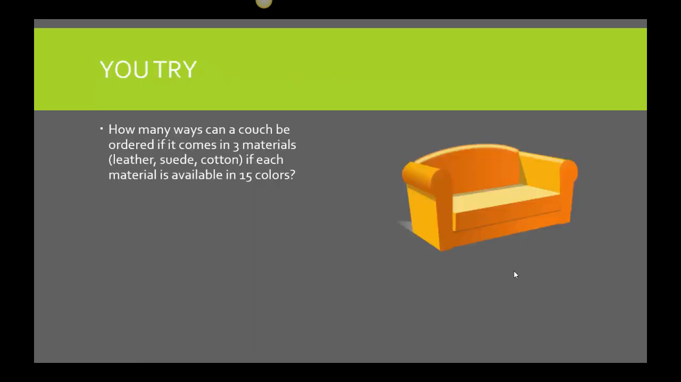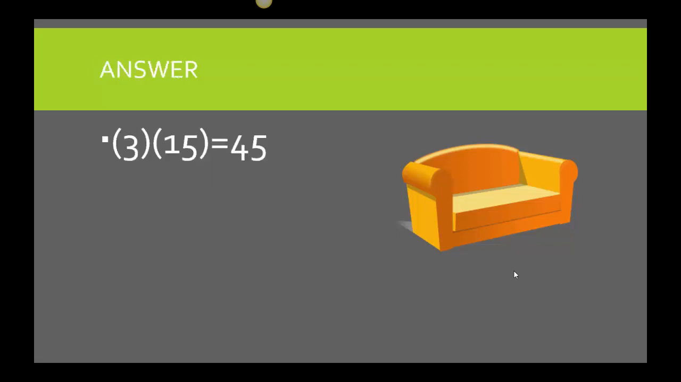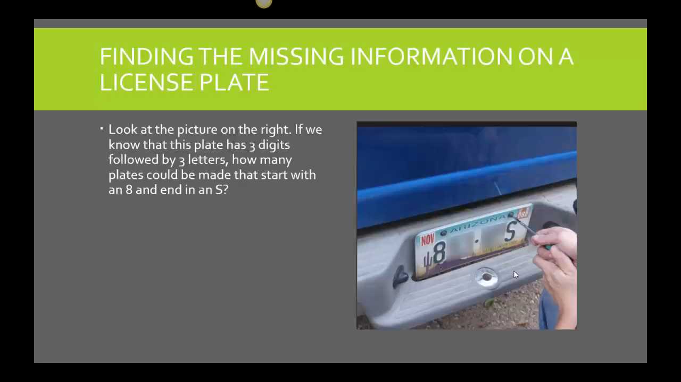So how about we start with a Try It? How many ways can a couch be ordered if it comes in 3 materials, leather, suede, or cotton, if each material is available in 15 colors? All right, so this is a pretty short one, so I didn't say pause, so let's keep going. So here's my 3 fabric choices, my 15 colors that we can do it in. So 3 times 15 says we have 45 different choices for this couch.